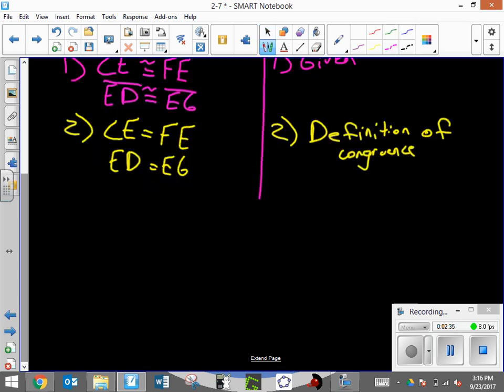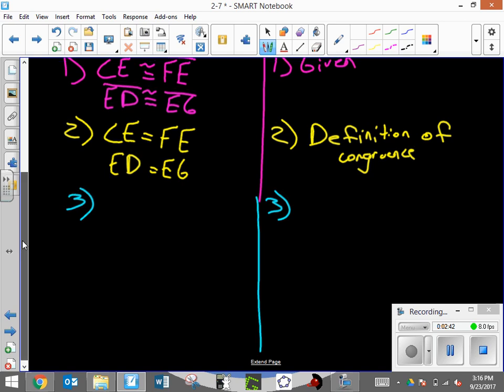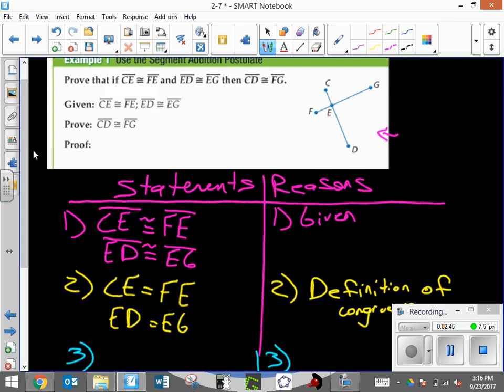This is where it gets a little bit tricky because the given doesn't give us a whole lot. The given does not give us that much to work off of. All I know is that each little portion, so I know from my given that CE is equal to FE, and I know that this is equal to that. We're actually going to use that postulate on the previous page to help us get some more information down on our proof. And we're going to use that postulate twice.